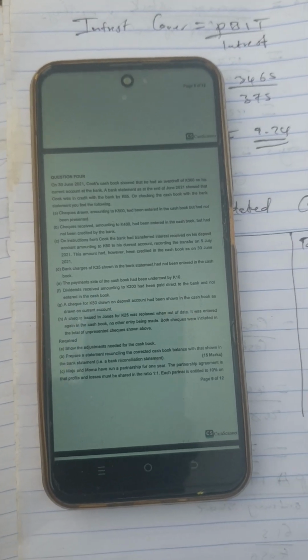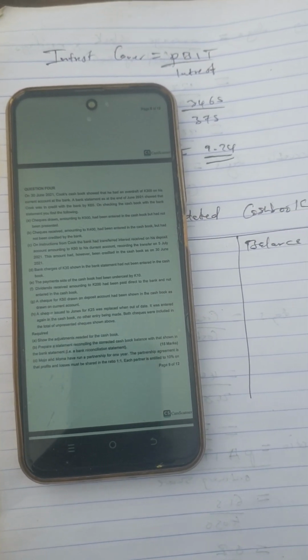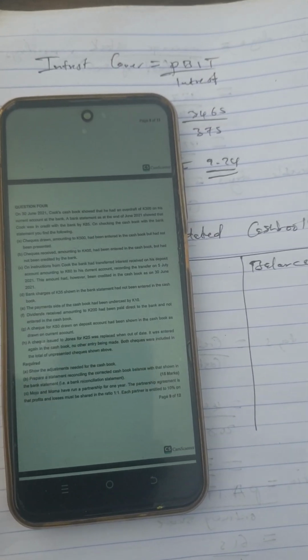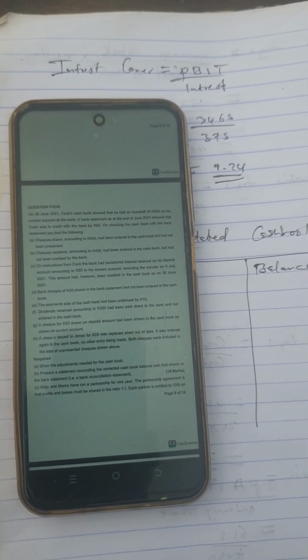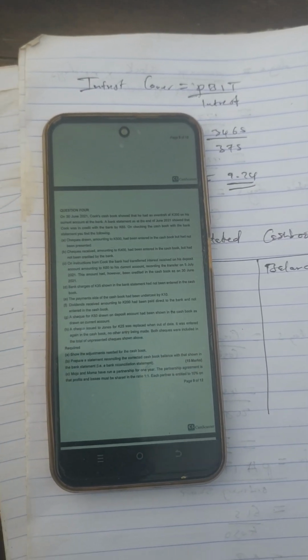So they're saying cheques drawn amounting to 500 had been entered in the cash book but had not been presented. So those are already unpresented cheques, which are not part of the cash book. B, cheques received amounting to 400 had been entered in the cash book but not been credited by the bank. Those are already uncredited, which are not part of the cash book.